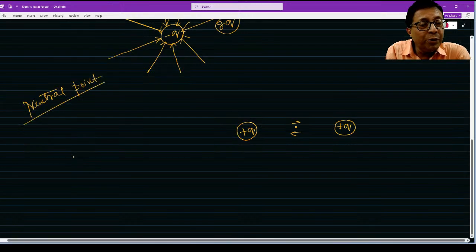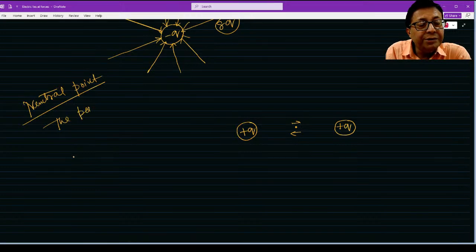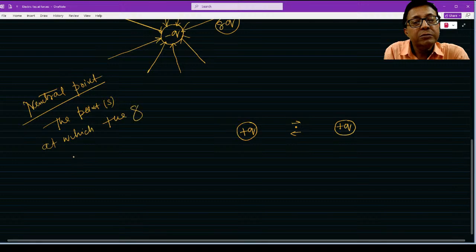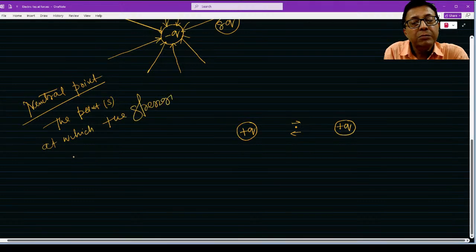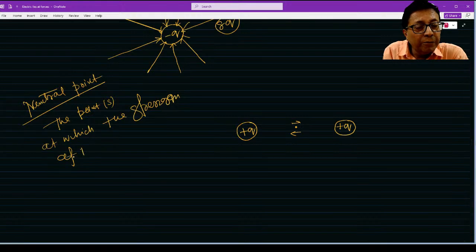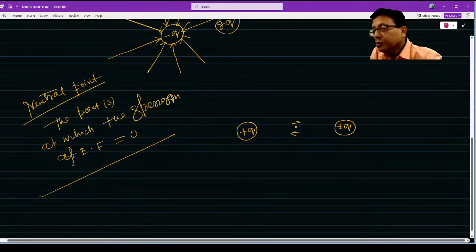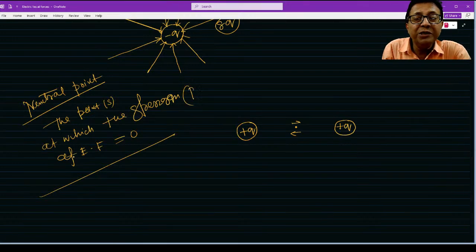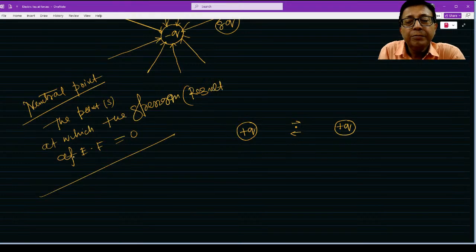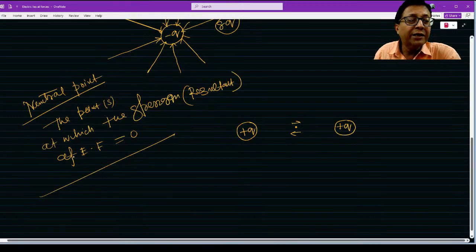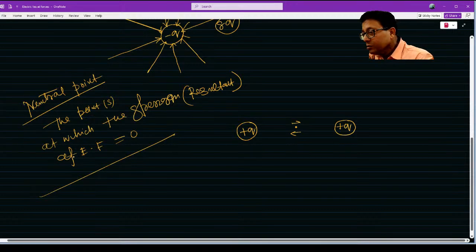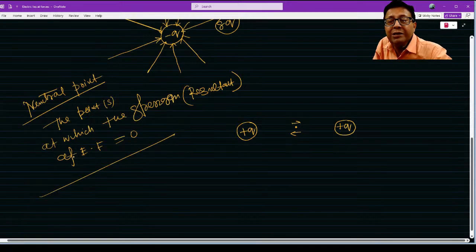So what is the neutral point? The point, or many points may be there, at which the resultant strength of electric field is equal to 0. This is obviously the resultant electric field strength equal to 0 at that point. So can you draw electric lines of forces?